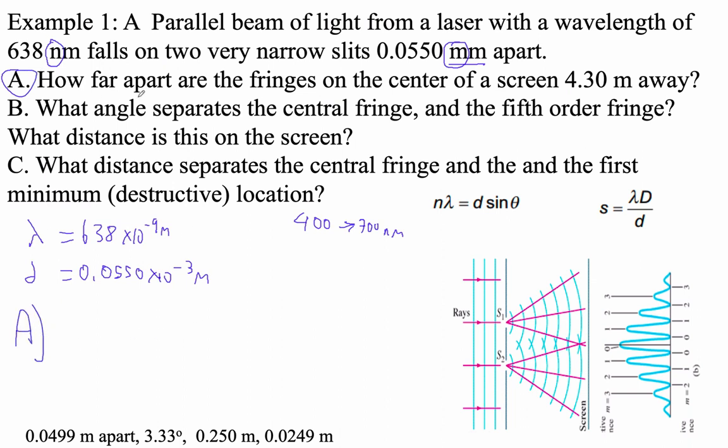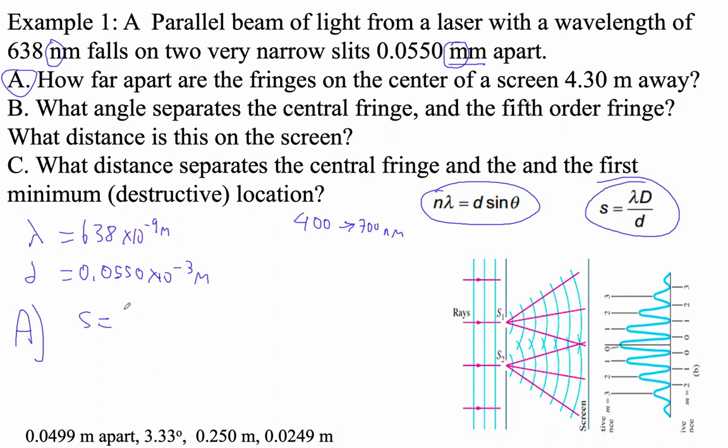Okay. How far apart are the fringes on the center of the screen? The screen is 4.3 meters away. Let's do it two ways. Let's use the quick and dirty formula, and then let's use trigonometry, okay? So let's use the small angle approximation, right? And we'll see if it's warranted, right?